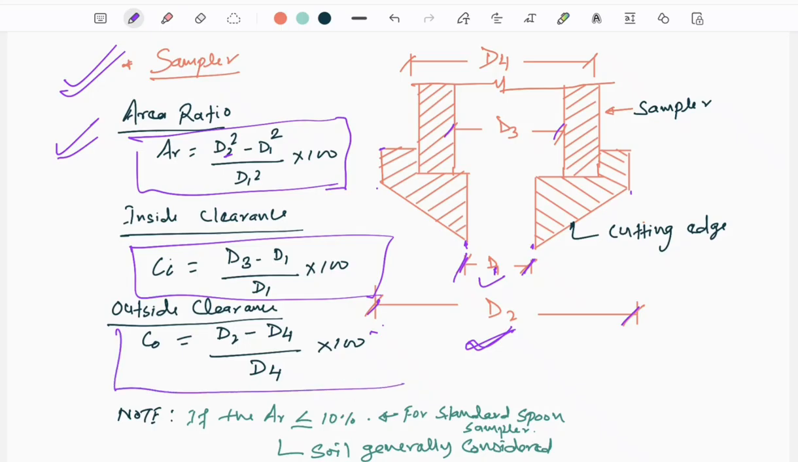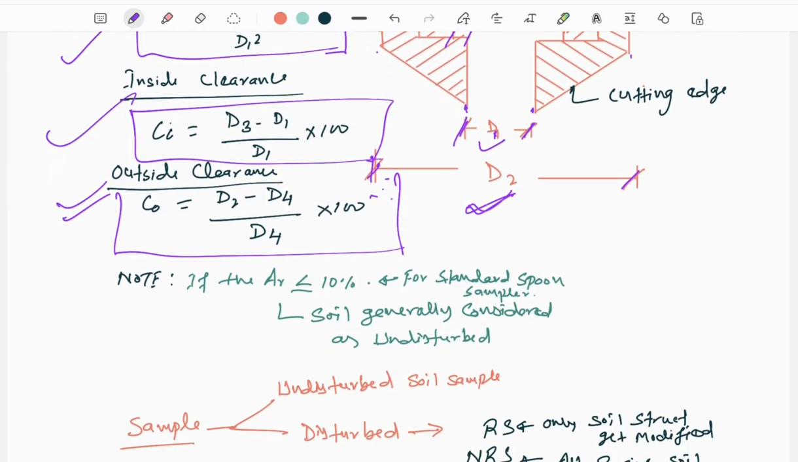And for outside clearance, that is Co, it is nothing but d2 minus d4 divided by d4 into 100, where d2 is the outer diameter and d4 is this value. So with this value you get the outside clearance. So area ratio, inside clearance and outside clearance.